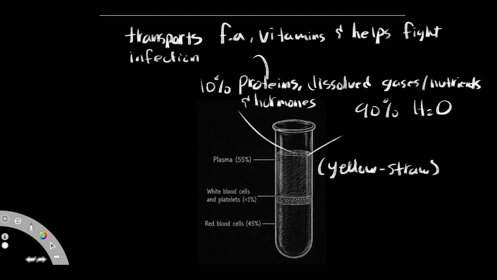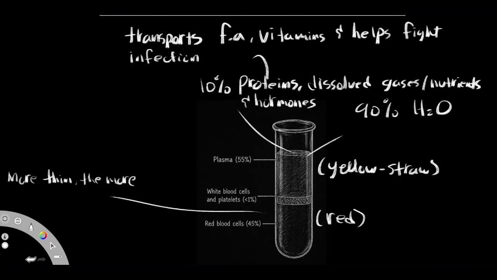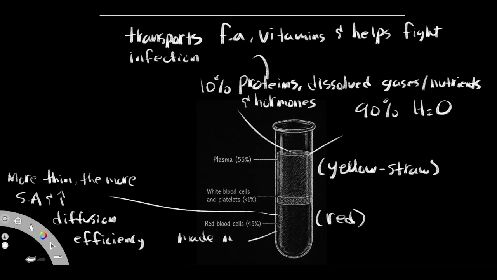The red blood cells here, obviously a red-like color. The fancy word for this is the erythrocytes, and they look like donuts, like kind of disc-shaped, all right? Why do we want them more thinly disc-shaped? The more thin, the more surface area, to ensure diffusion is better, right? Diffusion efficiency. It's also produced in bone marrow. Made in marrow.